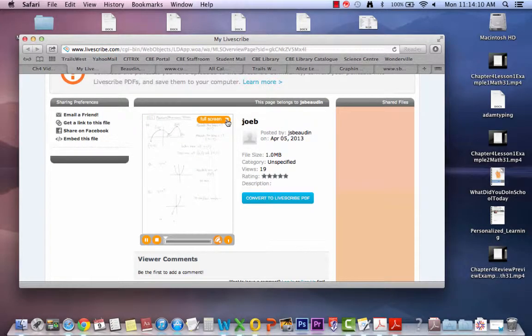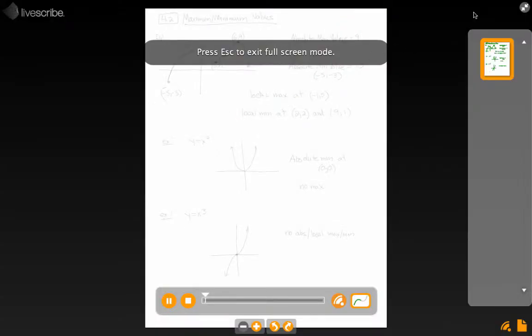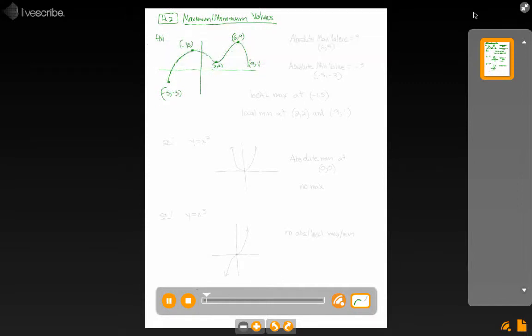This comes out of section 4.2, maximum minimum value. So to start this one, we have a strange looking function drawn here. I've got some points labeled since we're not using graph paper, and we're asked something that we haven't seen before, which is absolute maximum, absolute minimum.